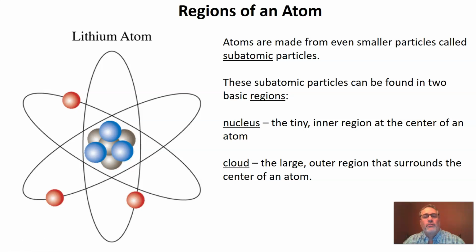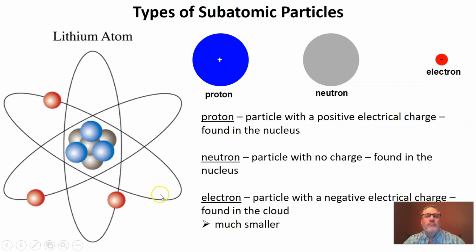Let's take a look at those particles just a tiny bit more. So we have three different types of subatomic particles, and you can see in our model here that we have three different colors. So we have protons, which are shown here in blue. We have neutrons, which are shown here in gray, and we have electrons, which are shown here in red.